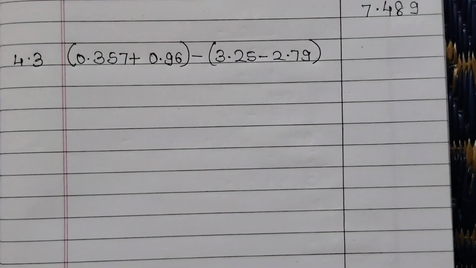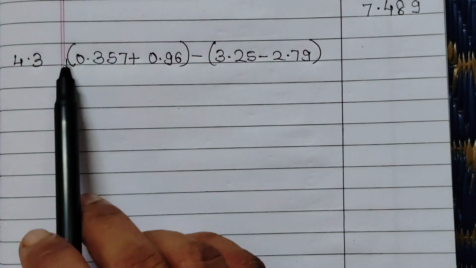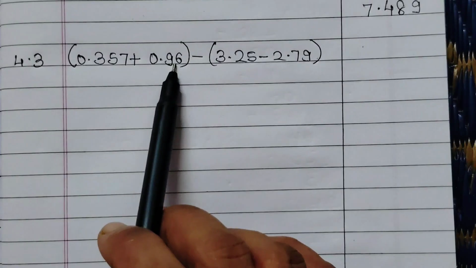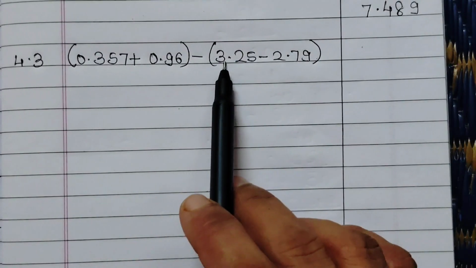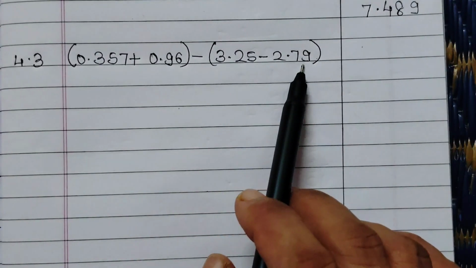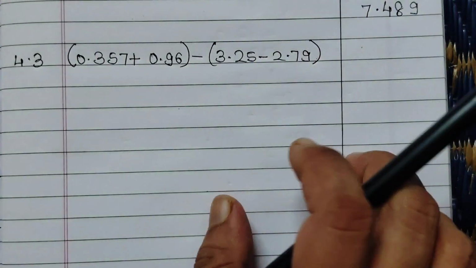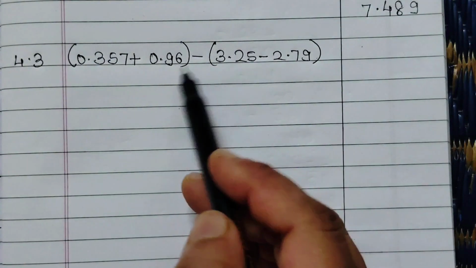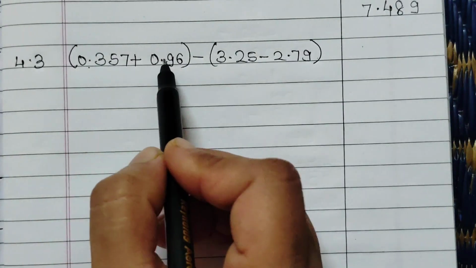Okay, write the next question. Now it is in brackets: 0.357 plus 0.96 minus 3.25 minus 2.79. So we have to solve the brackets first. Solve this bracket, then this bracket, and then we will subtract. Okay, so that is our addition.